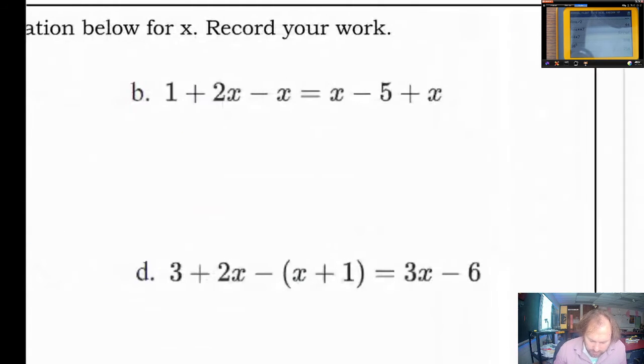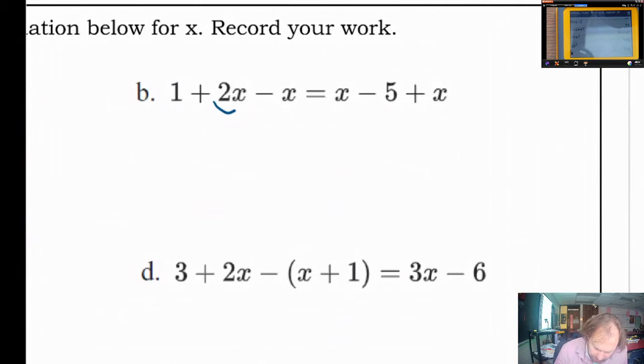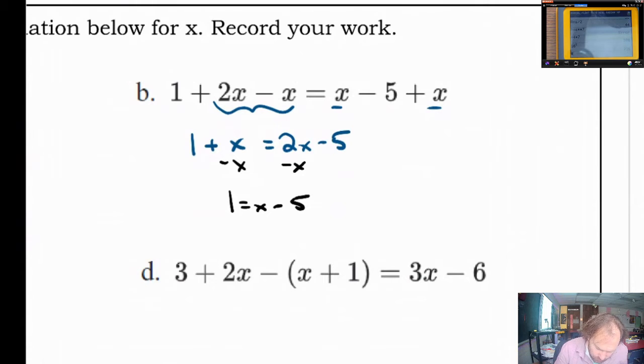Over here in question B, the first thing I would do is combine together the like terms that are there. So on the left side, you'll have 1 plus x, because 2x minus x is just 1x. And on the right side, you have x plus x. That's actually going to be 2x minus 5 right there. And then we'll subtract x from both sides. We'll get 1 equals x minus 5, and then you can add that 5 to both sides to get 6 equals x.